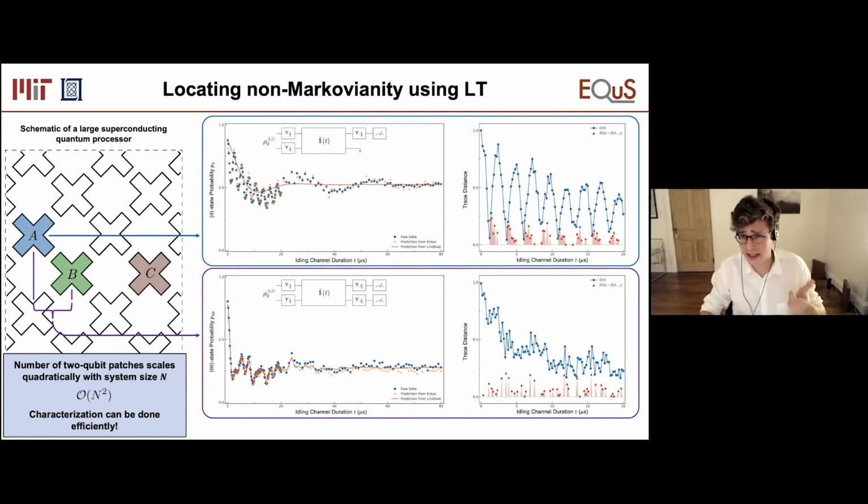If we assume that this interaction between qubits is entirely two-body, which is a fair assumption for a lot of platforms, then the number of 2-qubit patches will only scale quadratically with the system size n. So this process won't explode exponentially and can, in principle, be done efficiently, with quadratic resources.